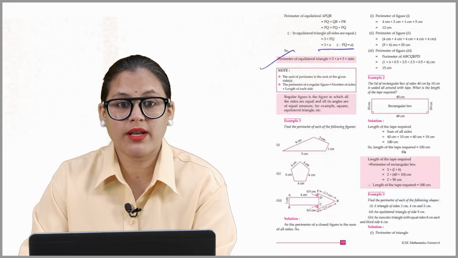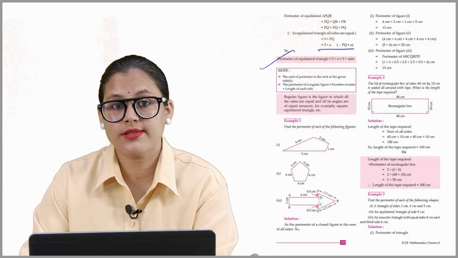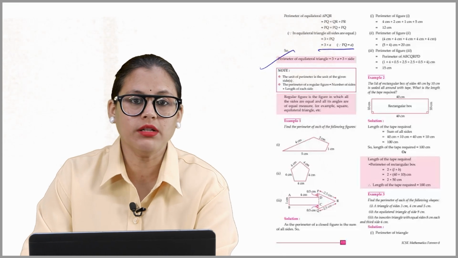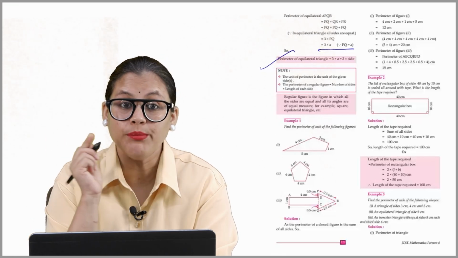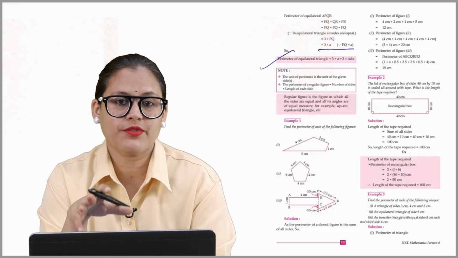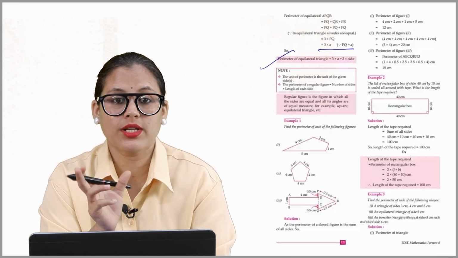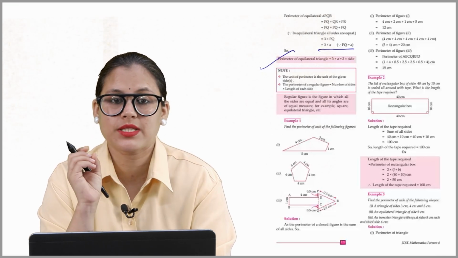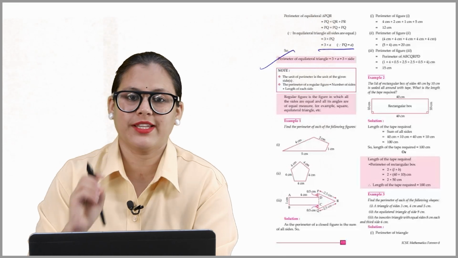Note, the unit of perimeter is the unit of the given sides, and the perimeter of a regular figure is equal to number of sides into length of each side. A regular figure is a figure in which all the sides are equal and all its angles are of equal measures. For example, square, equilateral triangle, etc.